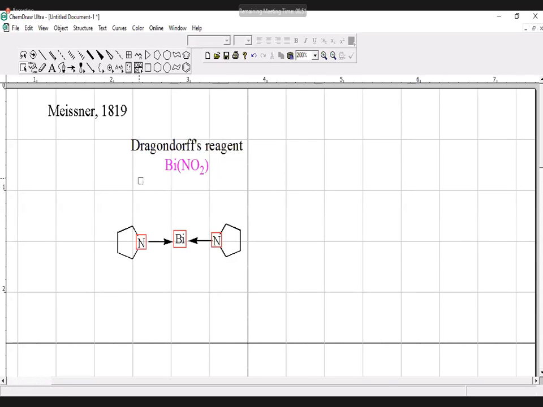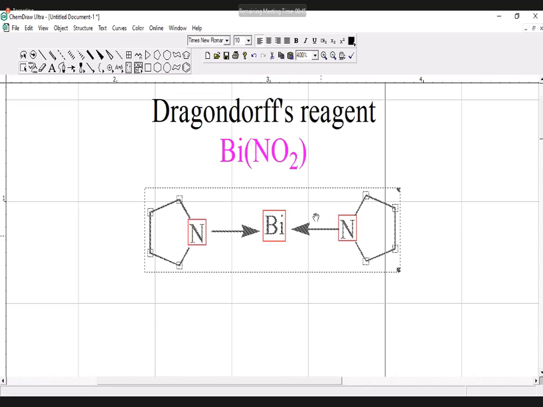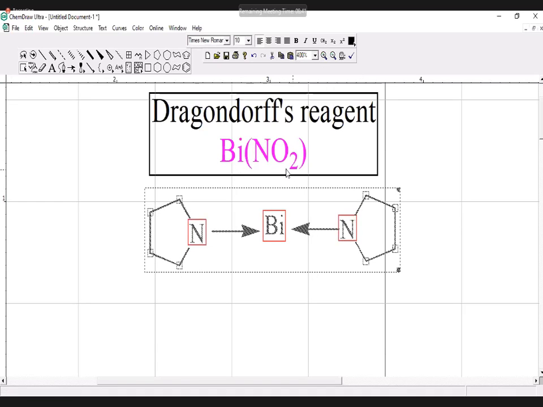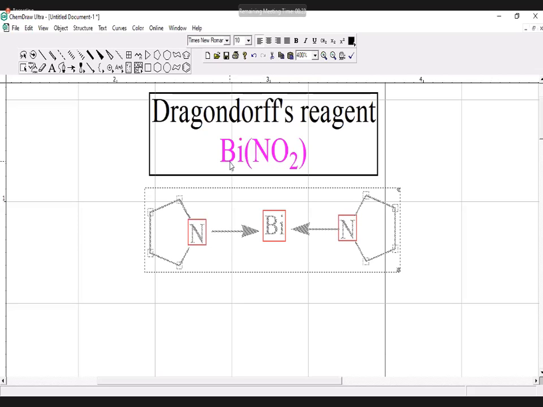Now you can see in this case, let me magnify this so that you can see easily. This is a Dragendorff reagent. Dragendorff reagent is bismuth nitrate. Basically, it is prepared in acidic medium, in dilute sulfuric acid. So we have a dilute sulfuric acid and we add bismuth nitrate to that. So it produces bismuth ions in that.